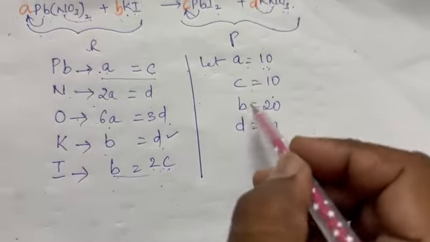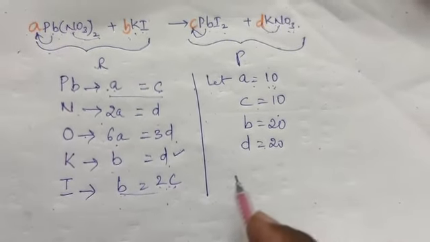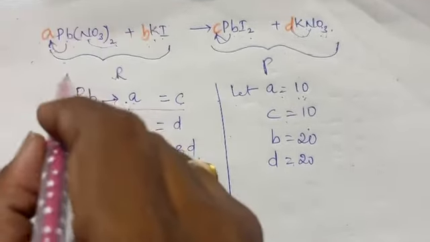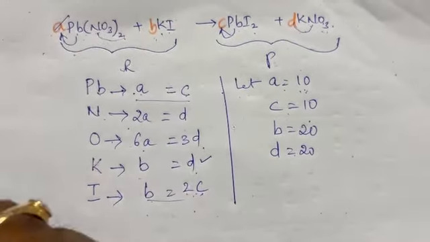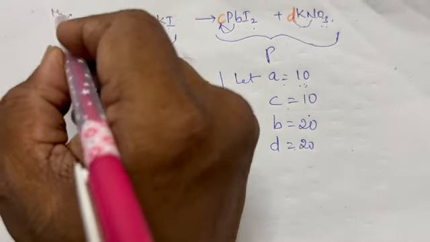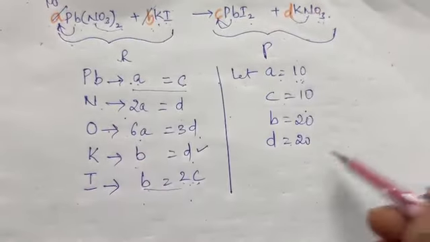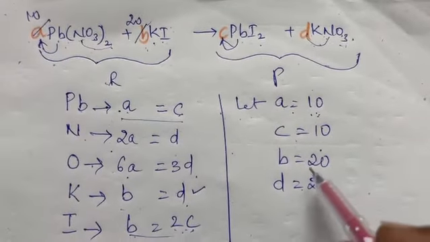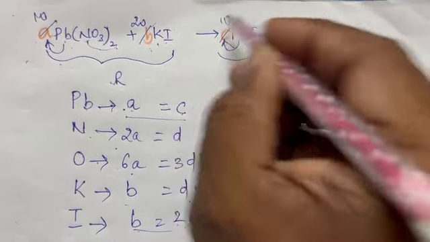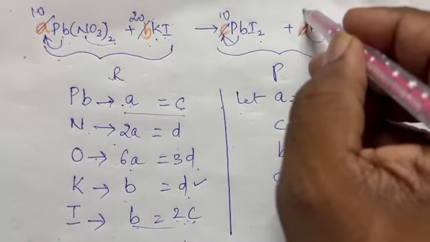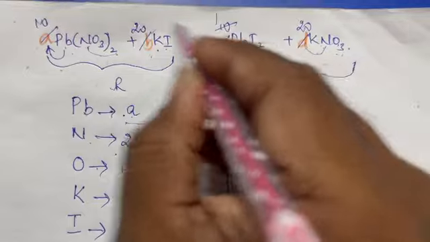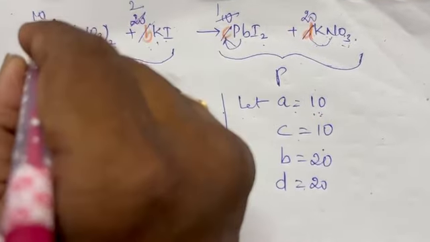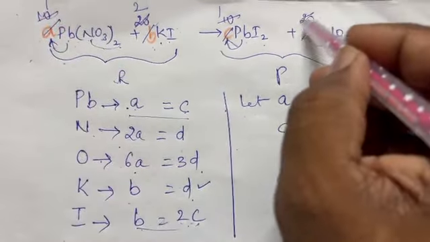So we got A, B, C, D. Now when you go for the equation, substitute all these values. The A value is 10 here, then the B value is 20, the C value will again be 10, and the D value will be 20. Now cancel all, because these are whole numbers, cancel with the 10 table: 10 times 1, 10 times 2, 10 times 1, 10 times 2.